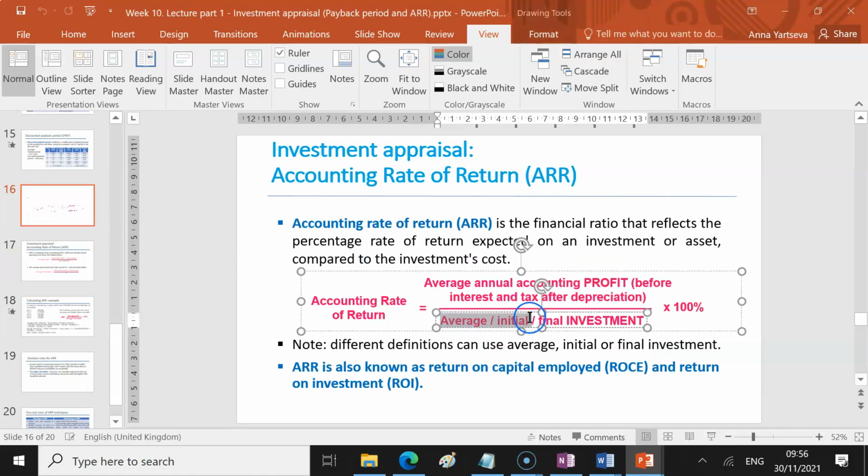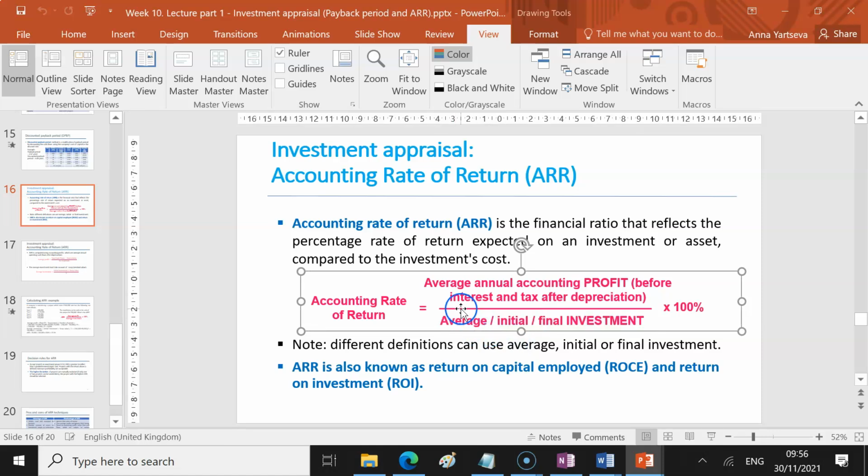The second complication is the denominator in the formula, because you can again use different metrics for investment itself, right? That is why you might have to calculate accounting rates of return in different ways. You can use an average investment or initial investment or the final investment. In my module, in exams, I will always ask you what specific metric I want you to use, whether it should be based on average or initial investment, right?